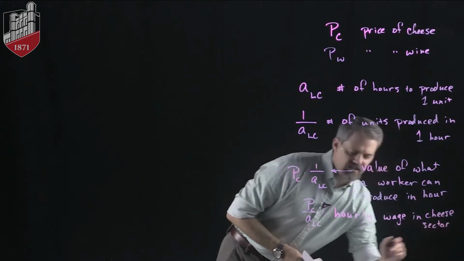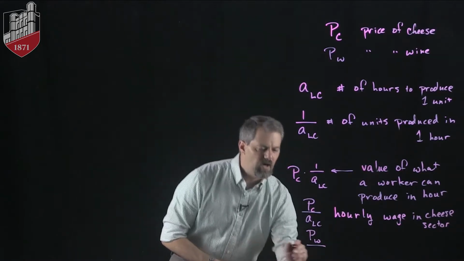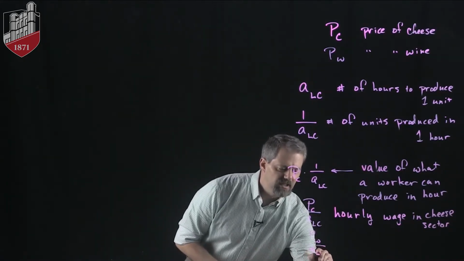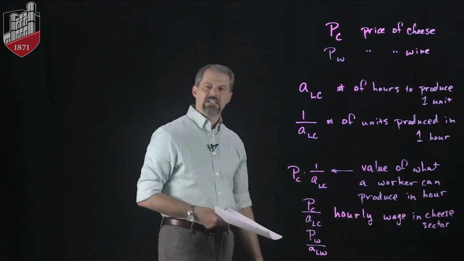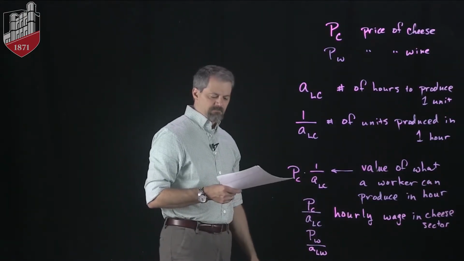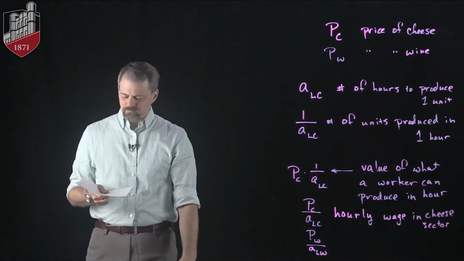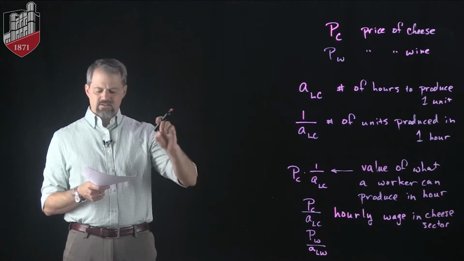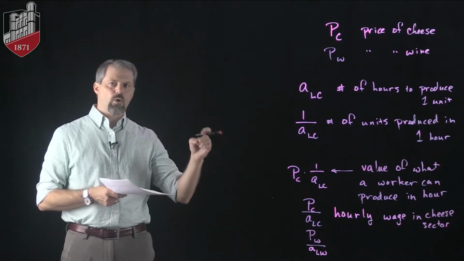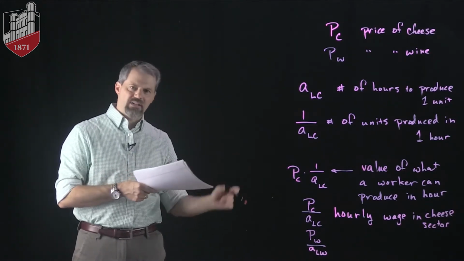And if we wanted the hourly wage in the wine sector, it would be the price of wine divided by the unit labor requirement for wine. That would be the hourly wage in the wine sector. So now, let's consider a situation where wages in the cheese sector are higher than wages in the wine sector. So we just want to think about what would happen in that case.